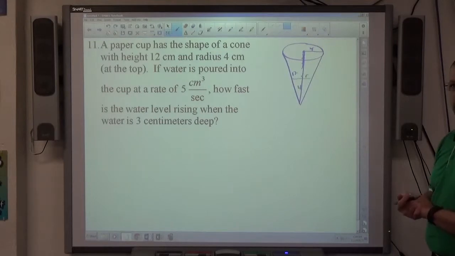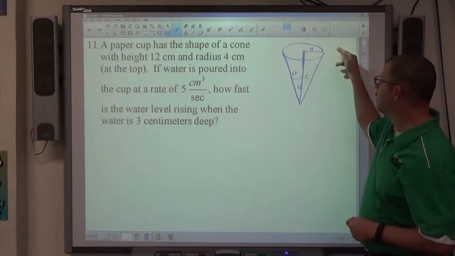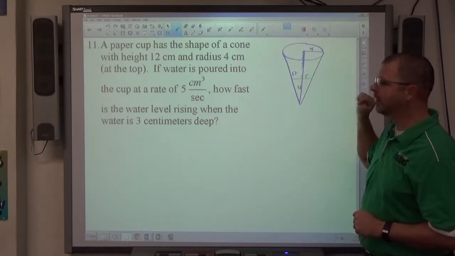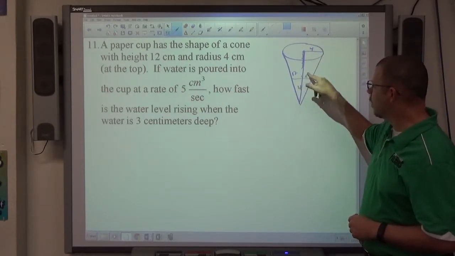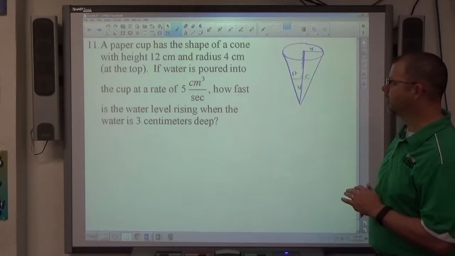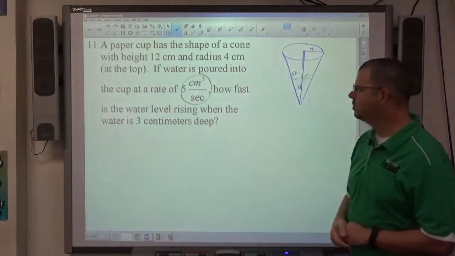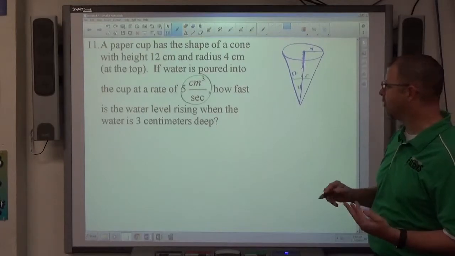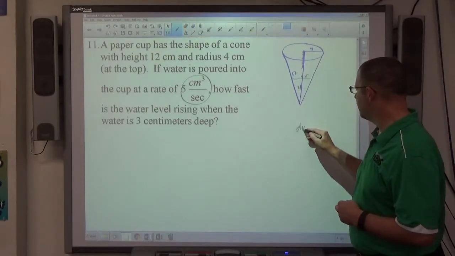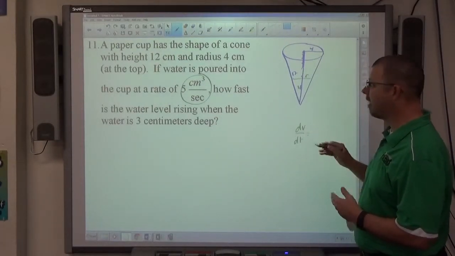You have dimensions that change, dimensions that are set in stone. The cup's always going to be 12 centimeters deep, and it's always going to be 4 centimeter radius at the top. The radius of the water and the height of the water are changing as it's being poured in. All right, 5 cubic centimeters per second is a volume, so they're giving us the change in volume. So dV over dt is going to be 5.